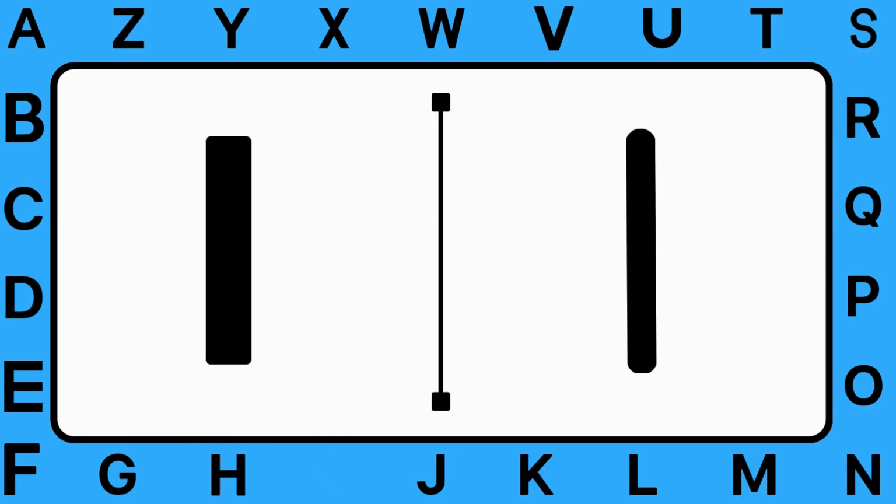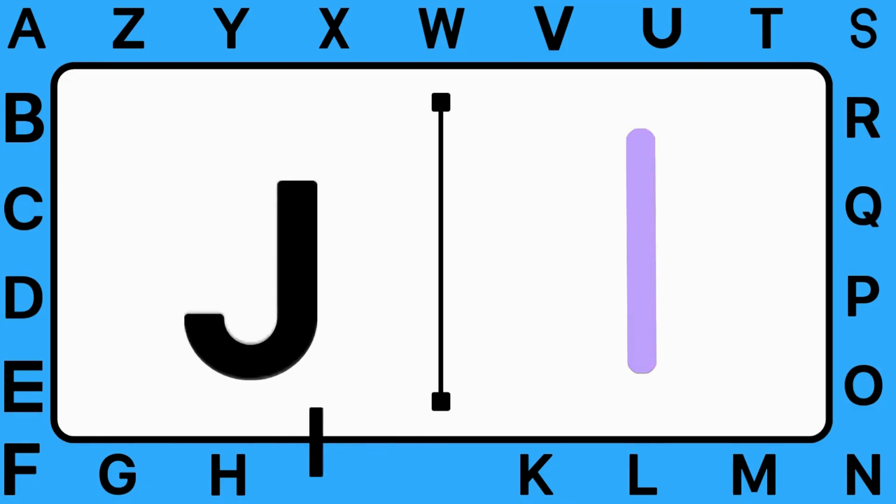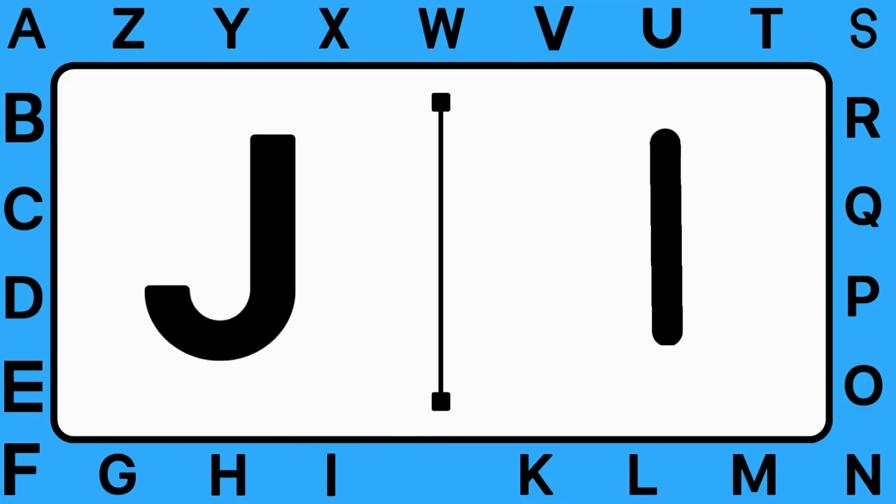Draw a straight line down. Incredible. That's I. Let's keep going. Start at the top, go down and curve to the left. Just like that, it's J. Let's do the next one.